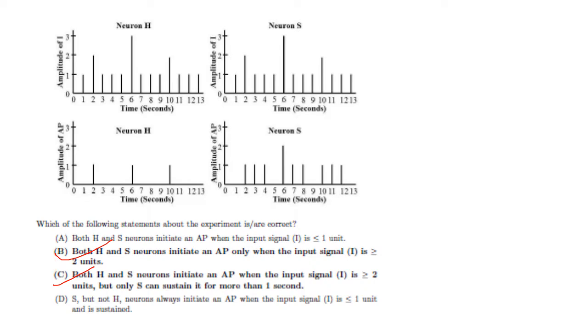Then next, one more option is there. S but not H neurons always initiate an AP when the input signal is less than or equal to 1 unit and is sustained. No, I told you already that there is no action potential when the input signal is 1. So option D is also not correct.